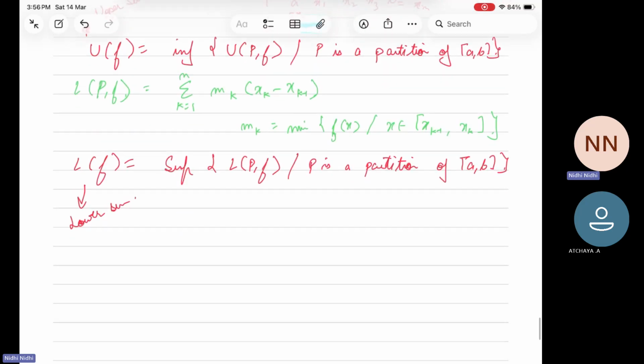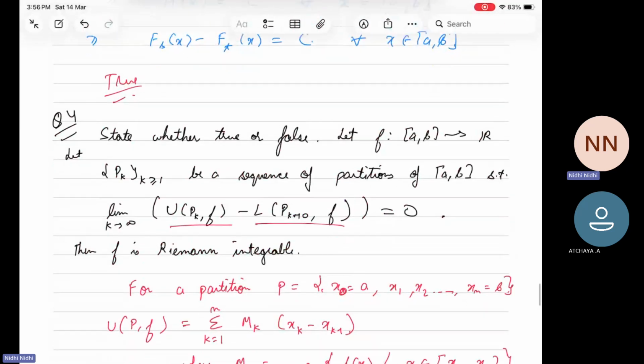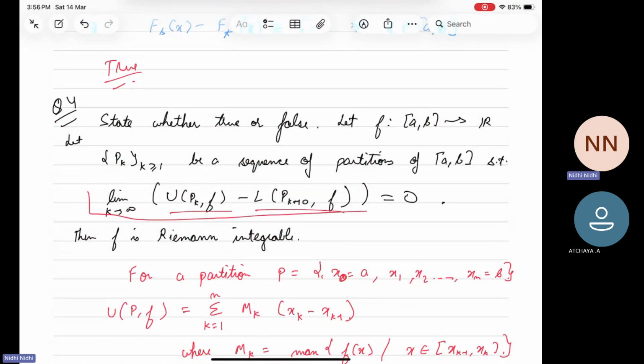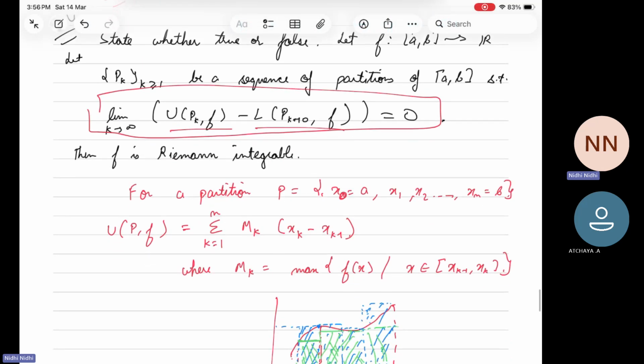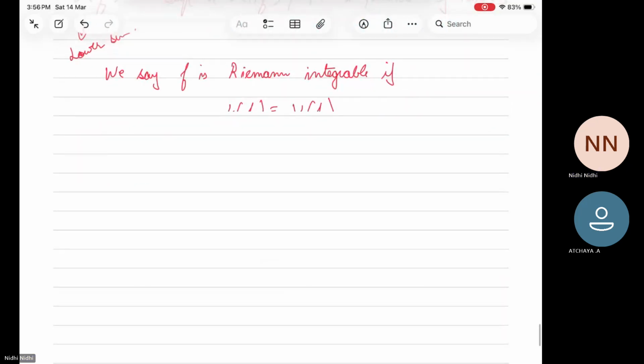So we say f is Riemann integrable if this LF is equal to UF. We'll see in our case that if we have a sequence of partitions such that this kind of identity holds, in that case the function turns out to be Riemann integrable. Let's see the solution.